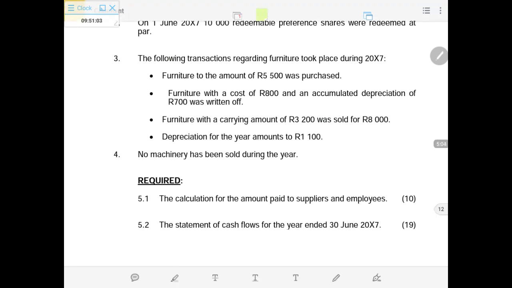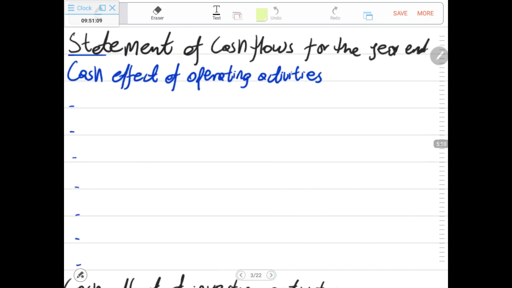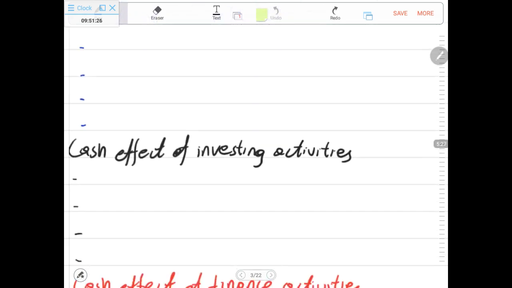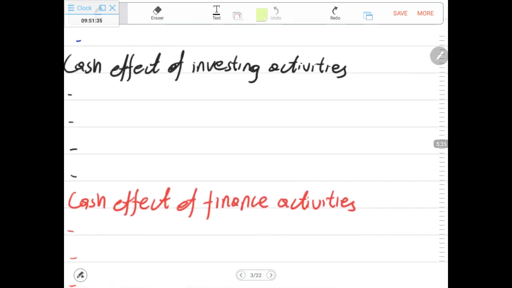Now that we have the requirements and we know what is required, I have already drawn a skeleton of a statement of cash flows for the year ended 30 June 2007. It starts with the cash effect of operating activities, which used to be called cash flow from operating activities. The second is the cash effect of investing activities, which used to be called cash flow from investing activities. The last is the cash effect of finance activities, which used to be called cash flow from financing activities.